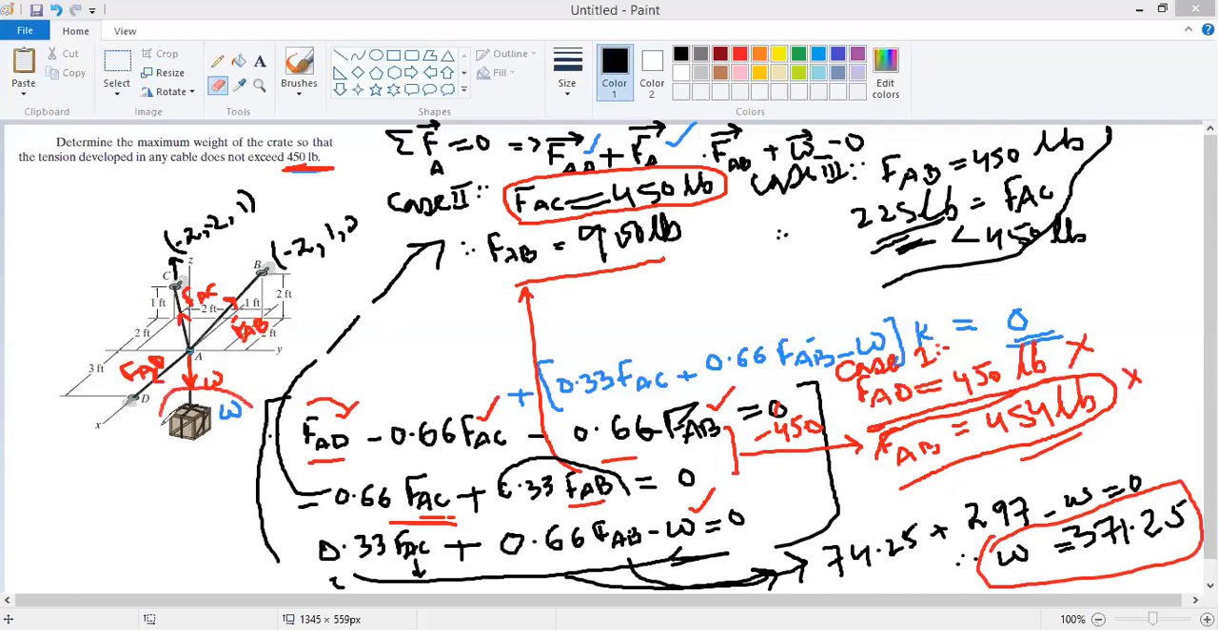Therefore, the maximum weight that this crate can have is 371.25, because at this weight the force in the cable AB will be equal to 450 pounds. If you exceed the weight above this, the force in the cable AB will exceed 450 pounds and the system will fail. So this is how we'll be solving the rest of the questions. Thank you very much.